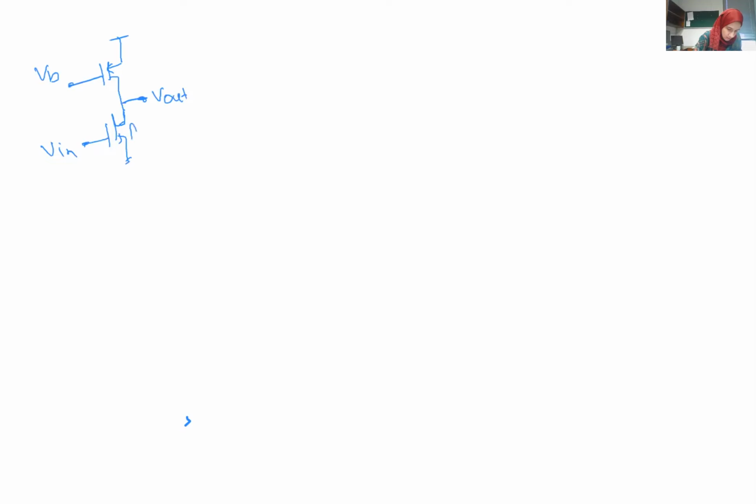So M1 here is the amplifying device, and M2 is the current source, an NMOS and a PMOS, and here with the VB. So M2 here, and this is M1. M1 is the amplifying device, and M2 is the current source. And there is V out.